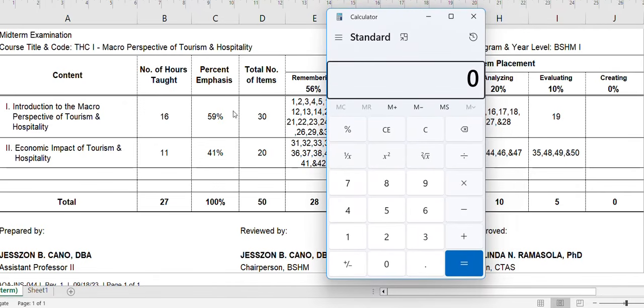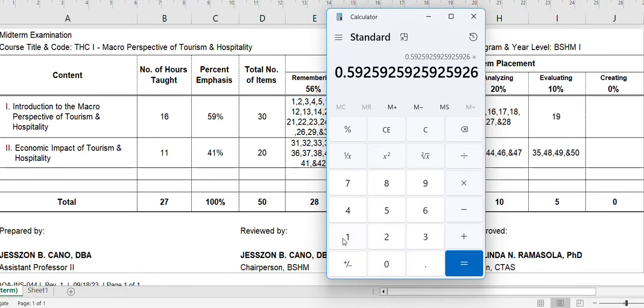So another question is how to get this 59%. What we are going to do is to divide the number of hours per chapter. So for chapter 1, we have 16 hours. We will divide that into 27, which is the total number of hours taught, and then we will multiply to 100%. So we have here 59.25. So the total is 59% here in the percent emphasis for chapter 1.